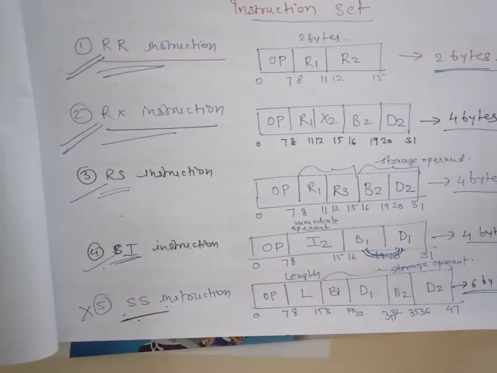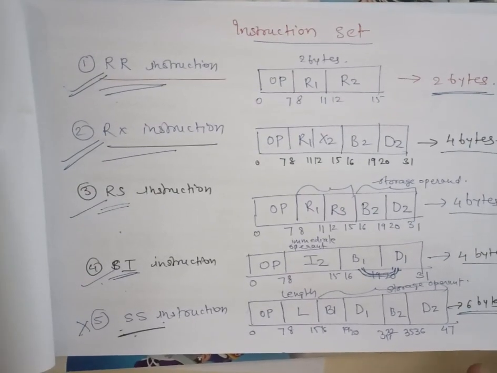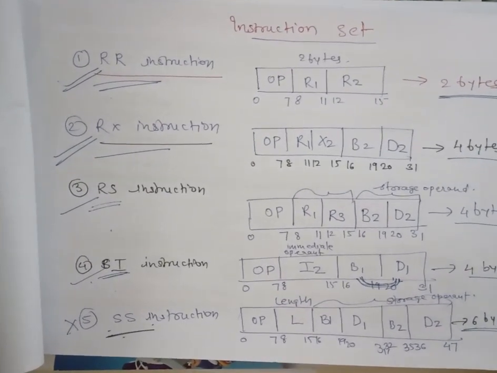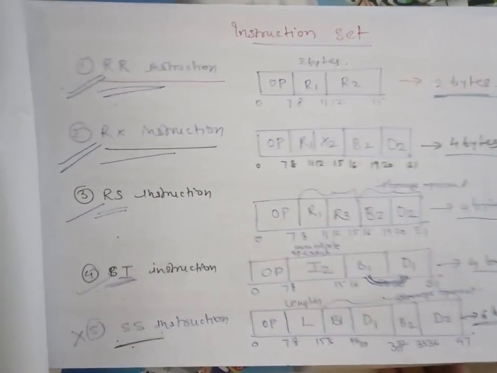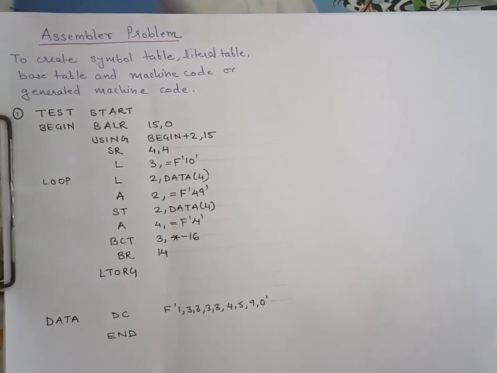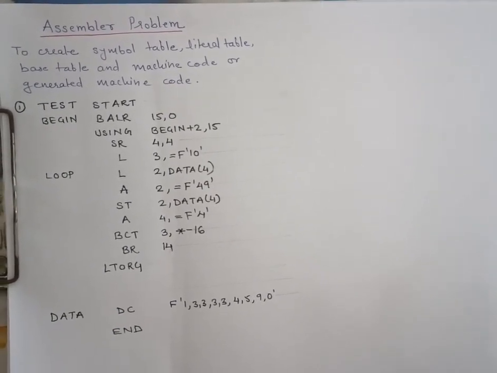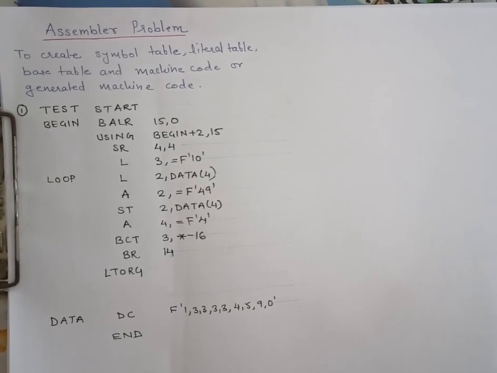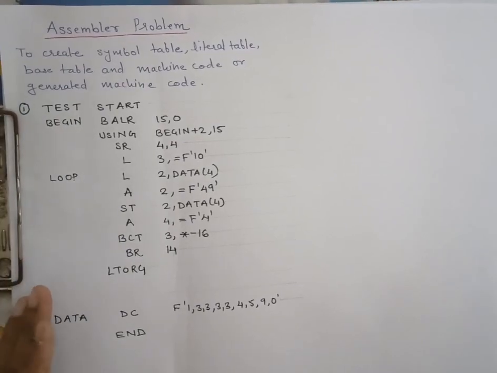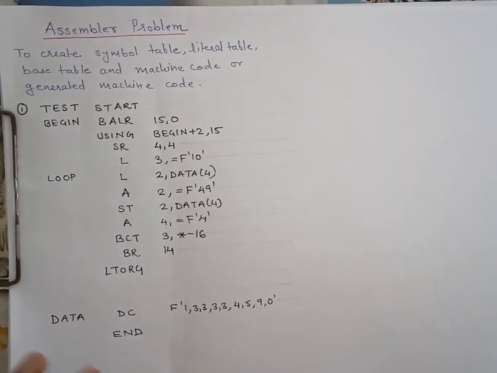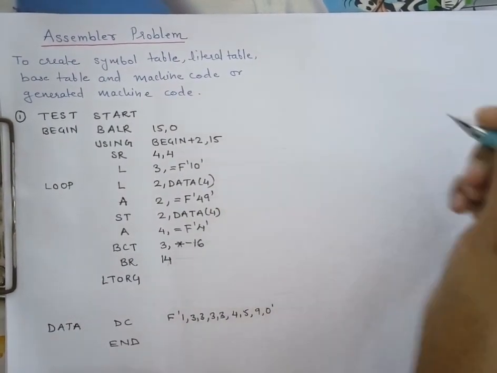Now next we are going to go for the program solving, so that we will see here. We are going to solve the assembler problem to create a symbol table, literal table, base table and machine code, or we can say the generated machine code. So this is the problem, as we have already seen the instruction set. Here first we have to find the relative address.